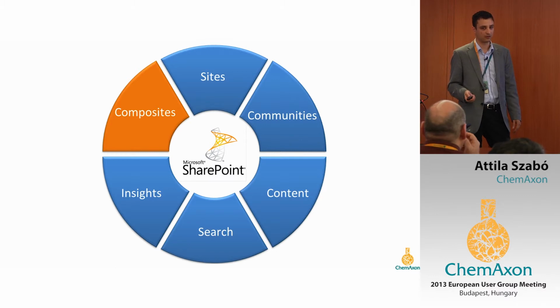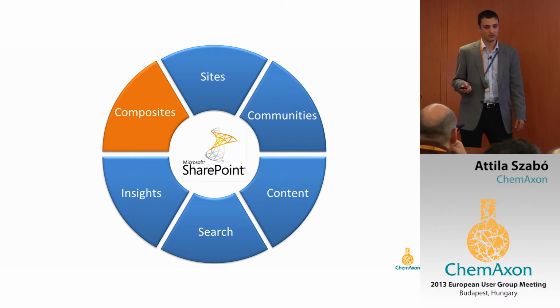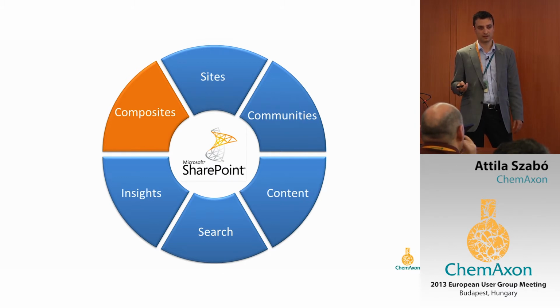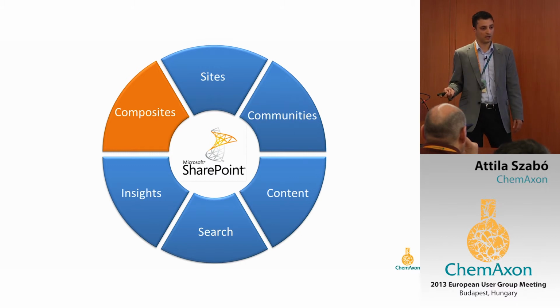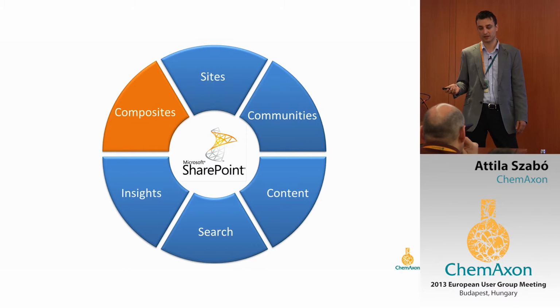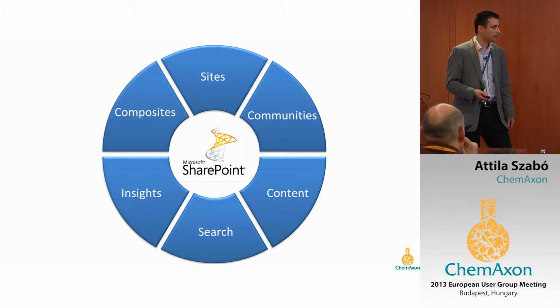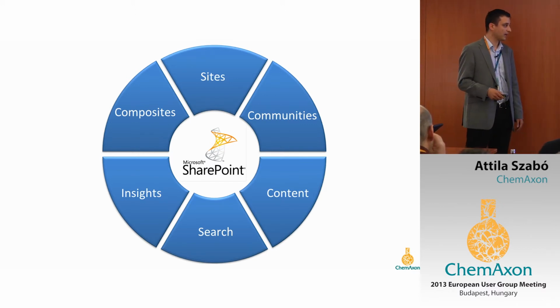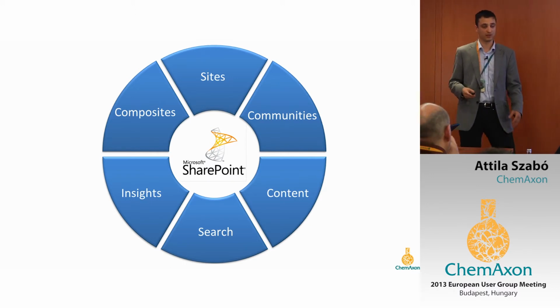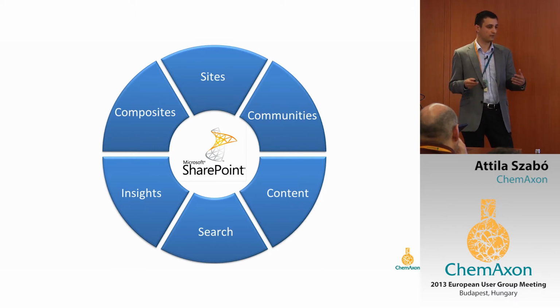And the last one in the circle is the composites, which stands for that SharePoint has a high level of customizability. For instance, with SharePoint Designer, which is a desktop application, you can make lots of configuration to SharePoint. And if you do programming like we did with JChem for SharePoint, you can make such extensions. So let's sum up the circle. There is a collaboration platform, SharePoint, and if you are working in the life science industry, then with the ChemAxon platform, you can bring chemical intelligence to it.